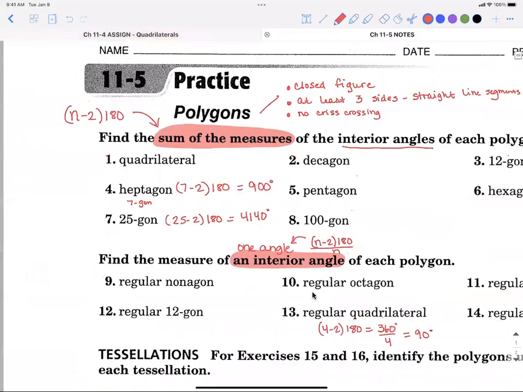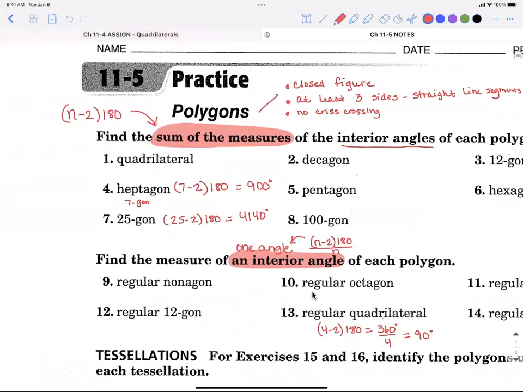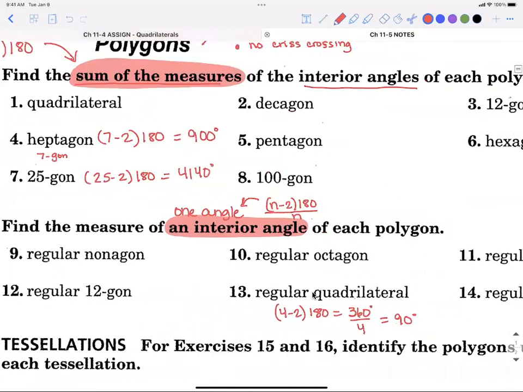So when you're doing your homework, be mindful. If it says find the sum, then you just leave it as the big number. It's all of them added together. So 360 in a quadrilateral. If it wants to know an angle of a regular polygon, you've got to find the sum, but then you've got to divide by the number of sides to get each individual angle's value.